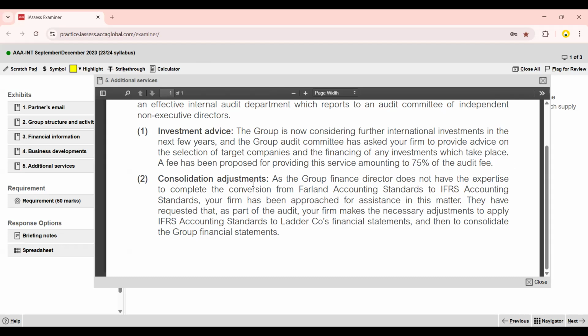Consolidation adjustment: the group finance director does not have the expertise to complete the conversion from local accounting standards to IFRS. Accounting standard competency issue. Your firm has been approached for assistance in this matter. Assistance means self-review and familiarity threat; for that you have to follow the block 2 lectures on ethical and professional issues. They have requested that as part of the audit, your firm makes the necessary adjustments to apply IFRS accounting standards to the later company's financial statements and then to consolidate the group financial statements.